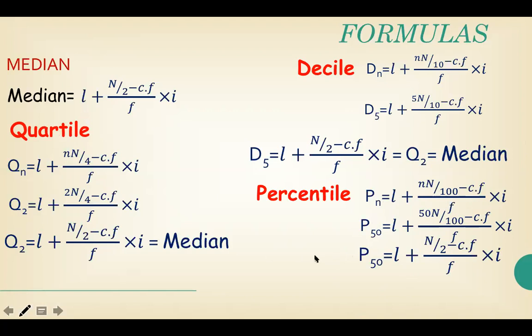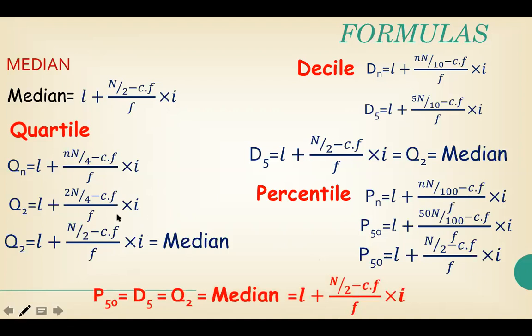In a nutshell, what we get from this is that the 50th percentile is equal to the fifth decile, which is equal to the second quartile, which is equal to the median. These are the midpoints of the data set. In a single data set, wherever the median lies, there will be the Q2, the D5, and the P50.